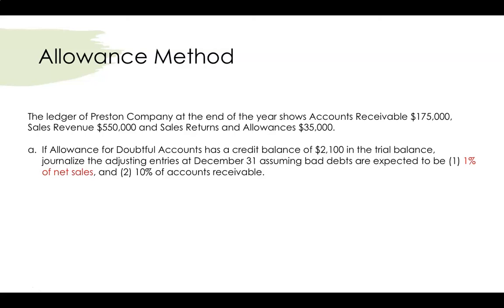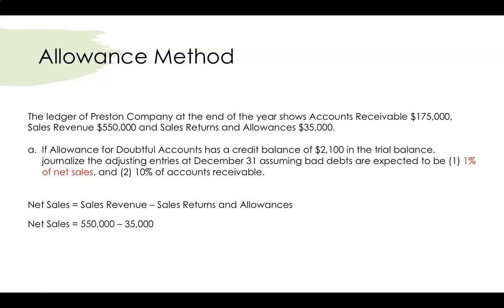So let's first work on just this 1% of our net sales. So the first step is to find our net sales, right? So that will be our sales revenue minus our returns and allowances. So we're given those amounts up in the problem. And if we subtract them out, we can find that our net sales are $515,000.